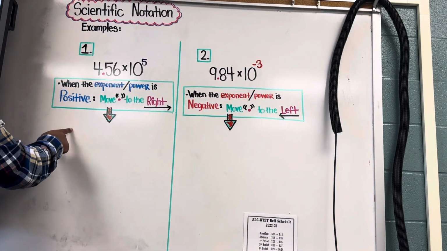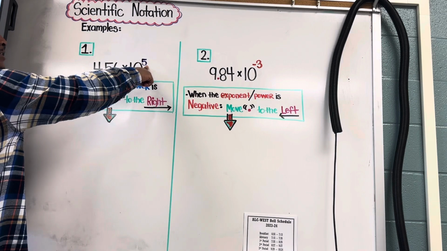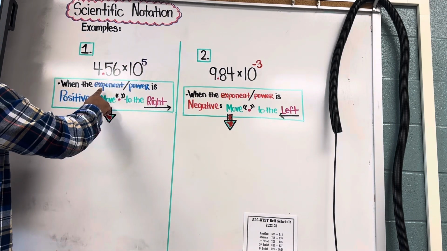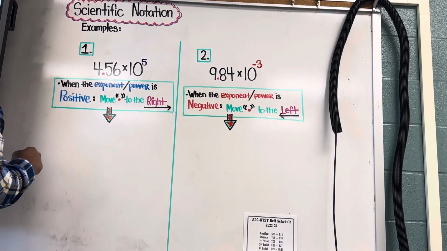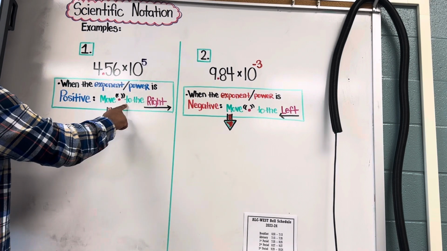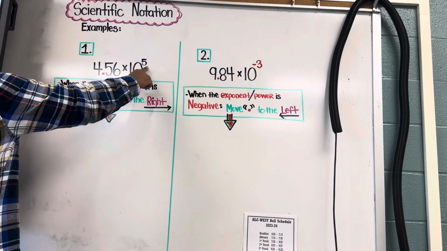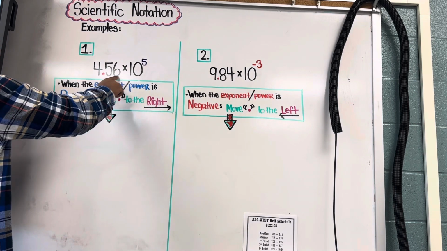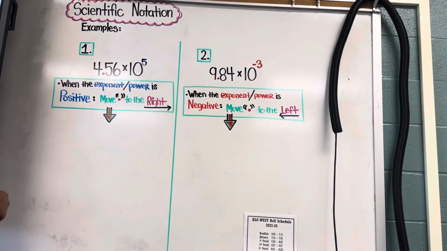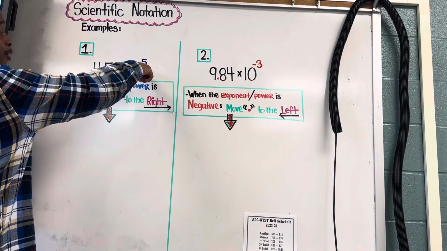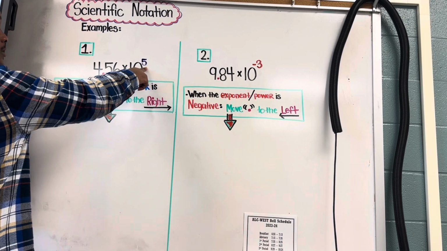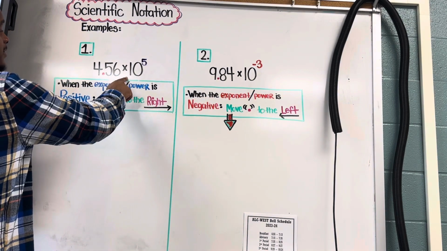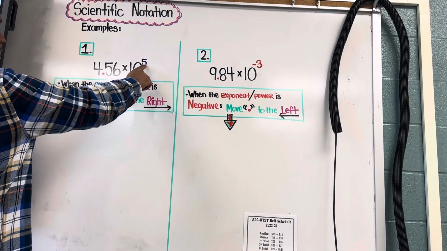Now, in example 1, as you can see, the exponent is a positive 5. So whenever you have an exponent or a power, we call these exponents a power, same thing, and it's positive, then we must move the decimal point to the right. Because this is positive, this actually represents a way bigger number than 4.56, okay? It might be 4 million or something, right? This represents a way bigger number, and I know because the power of the exponent is positive. Okay, it's positive, meaning that we're going to move that decimal to the right as many times as the exponent or the power states.